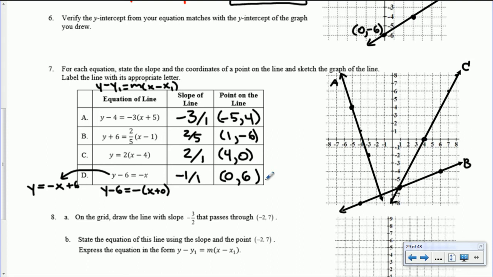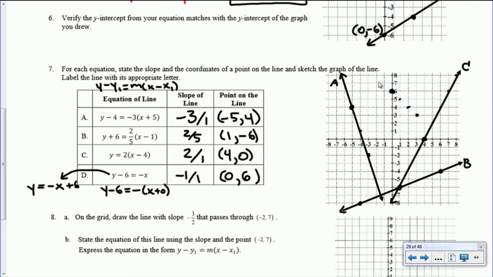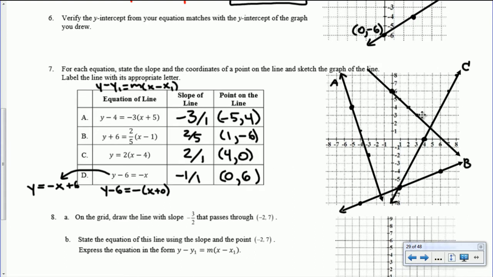So let's locate (0, 6). That's there. The slope is -1. So down 1, right 1. Down 1, right 1, down 1, right 1, and so on. Okay, so let's draw that line. That looks about right. I'll just move that. Okay, and that is D.